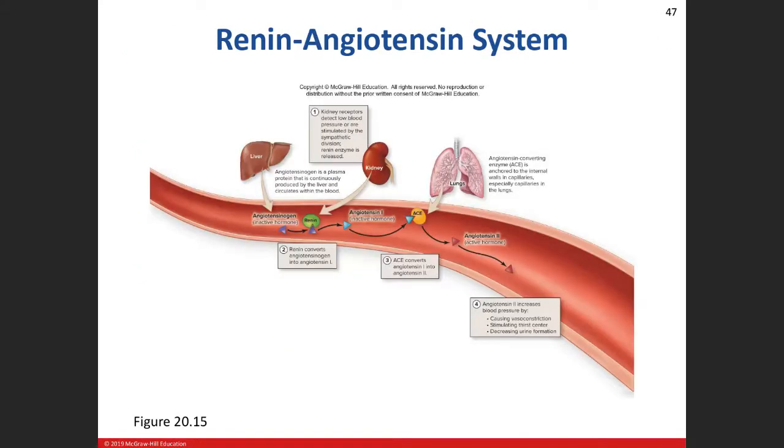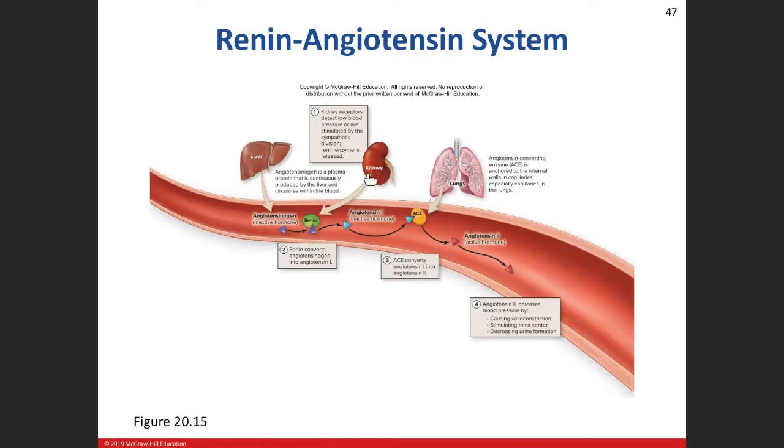I love this picture. Figure 20.15, in your book. I'm going to kind of go out of order here just a little bit. So here's the liver. It's continuously pumping angiotensinogen into your bloodstream, right? And it's inactive. So the kidneys are minding their own business, but they're monitoring the blood pressure, and they say, oh, blood pressure's dropping. So here's what I'm going to do.